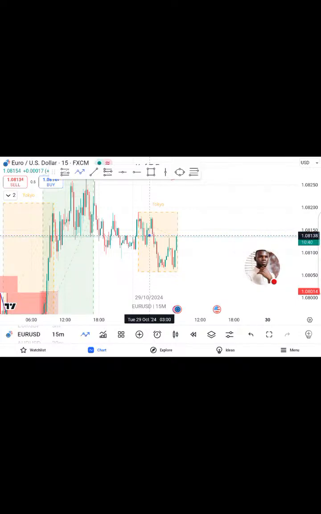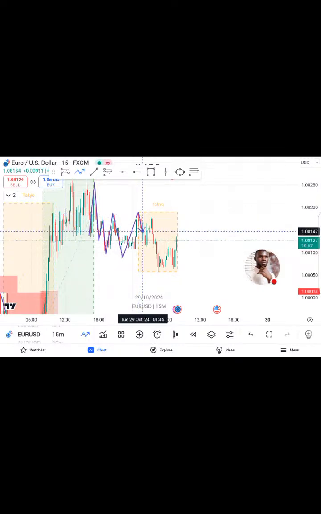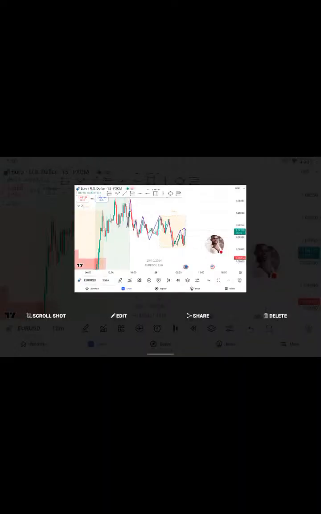So, starting with this, and that high, then this low, then this, I have this. Presently, there is not really a setup. So let's check other pairs.